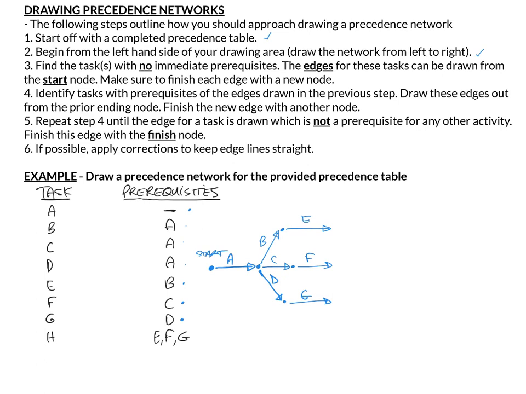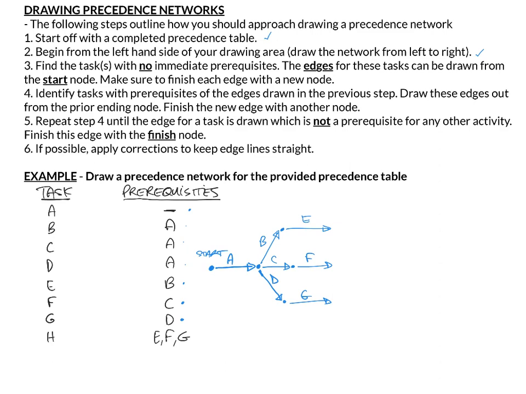Repeat step 4 until the edge for a task is drawn, which isn't a prerequisite for any other activity. Well, E is a prerequisite of H. F is a prerequisite of H. G is a prerequisite of H. So I'm not done yet. I've got another task, H, and H isn't the prerequisite. There's no other part of the table below E, F, G here that mentions H being a prerequisite. So H is my last step. So that's step 5 basically.